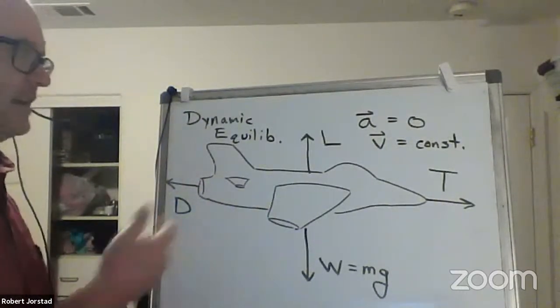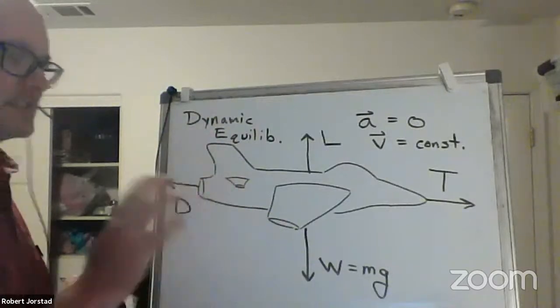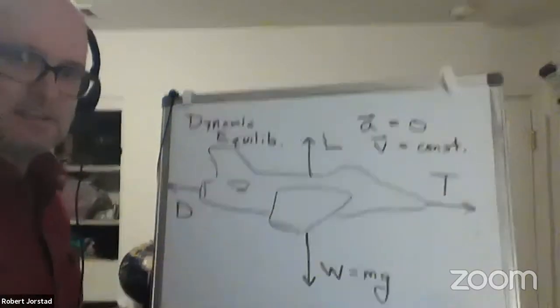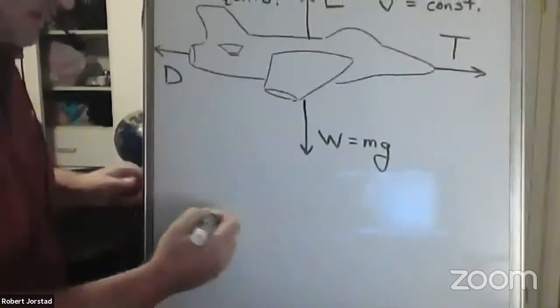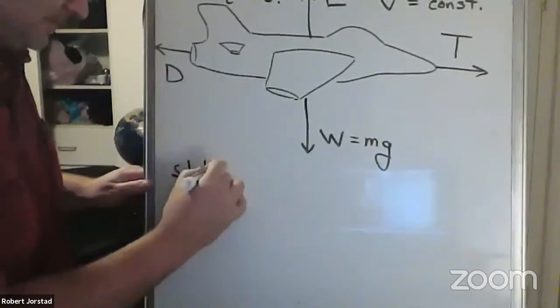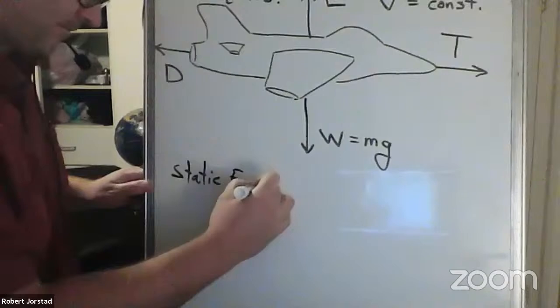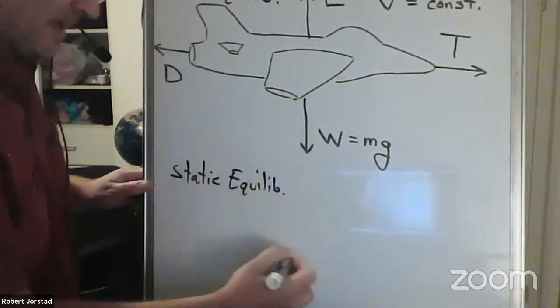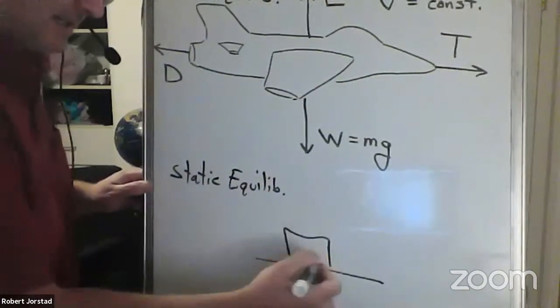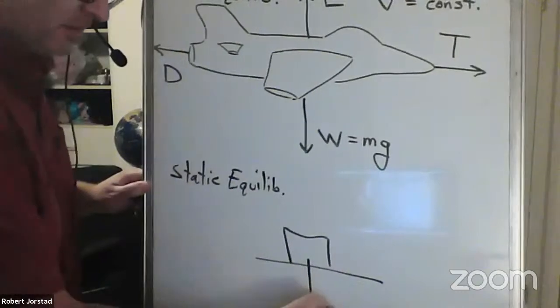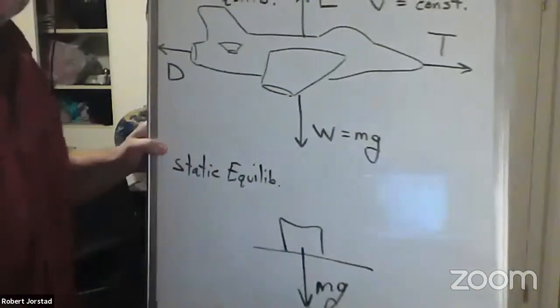They're cool, though. So in this case, static equilibrium might be a simpler case. Let me show you a case of static equilibrium. How about you put a box on a table and it sits there? There's a weight force, which is mg.